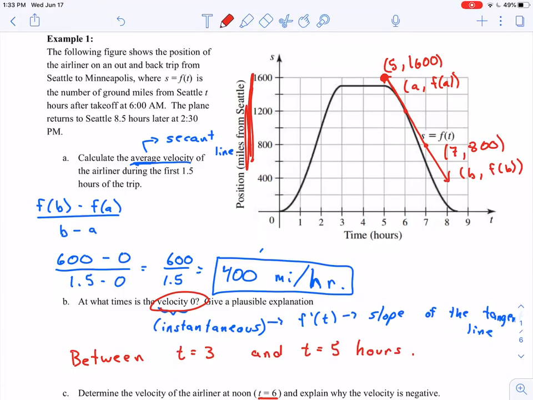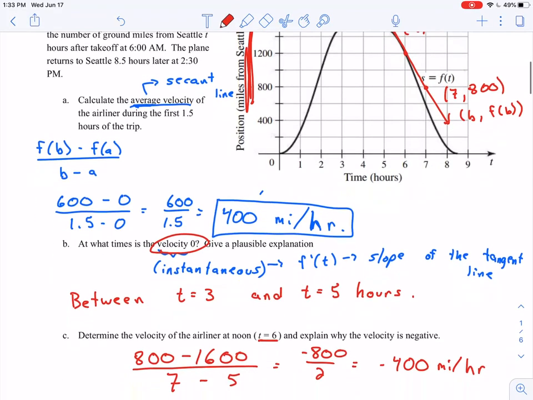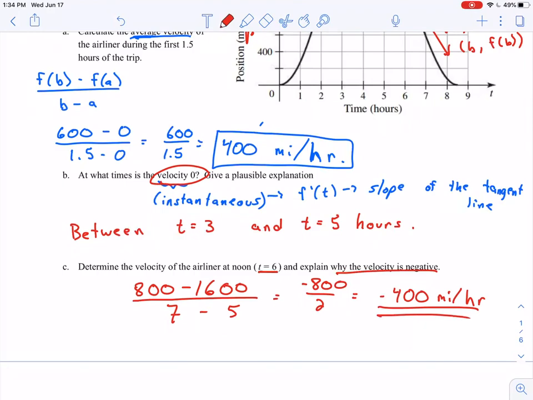Well, that means that I'm flying back towards Seattle. That makes sense because it was an out and back trip, right? We flew from Seattle to Minneapolis, and then this is the return trip. So the distance between my plane and Seattle is decreasing. That's why the velocity is negative, because the plane is getting closer to Seattle. In other words, the distance between Seattle and the plane is decreasing. That's why I ended up with a negative rate of change, or a negative velocity here.